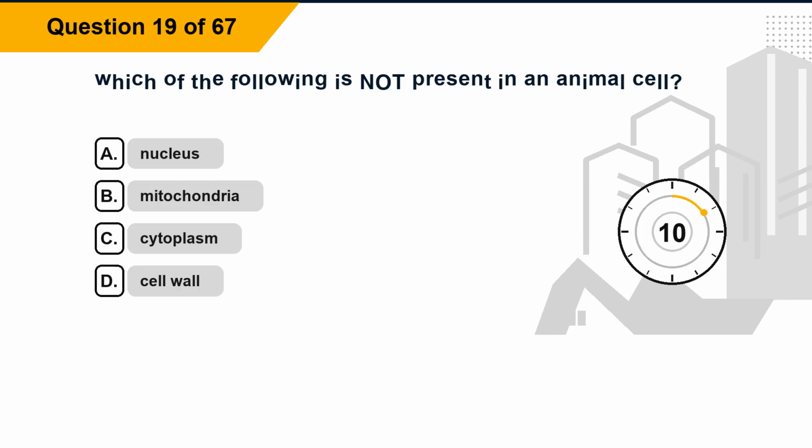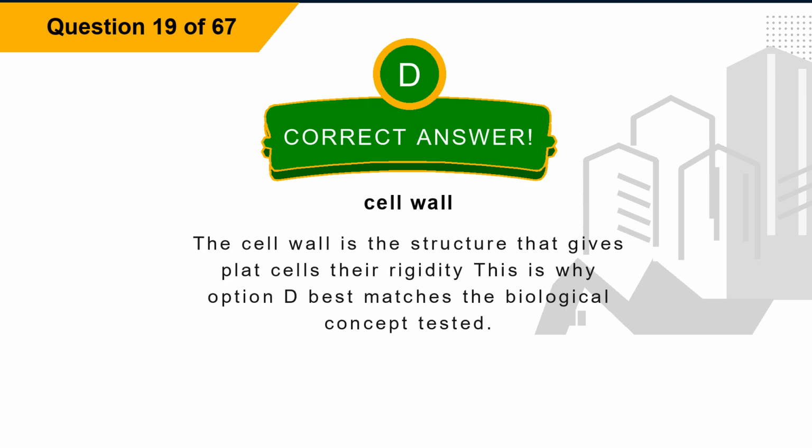Which of the following is not present in an animal cell? Option A, nucleus. Option B, mitochondria. Option C, cytoplasm. Option D, cell wall. The correct answer is option D, cell wall. Explanation: The cell wall is the structure that gives plant cells their rigidity. This is why option D best matches the biological concept tested.